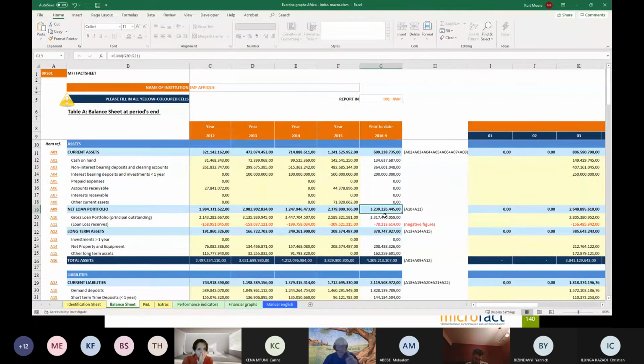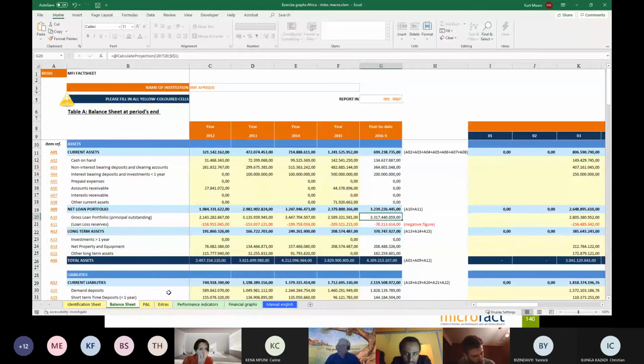Can everybody see? If you put your thumb up, then I know you have understood. Okay, thank you. Now, we want to know about this gross loan portfolio, the breakdown. How does it look? What is healthy? What is contaminated? So we go to the extras, the tab here below, you can see.